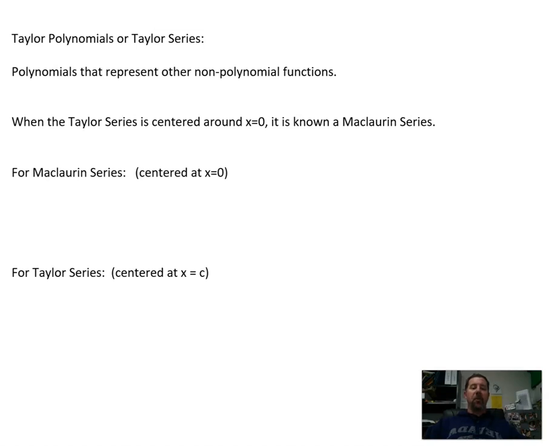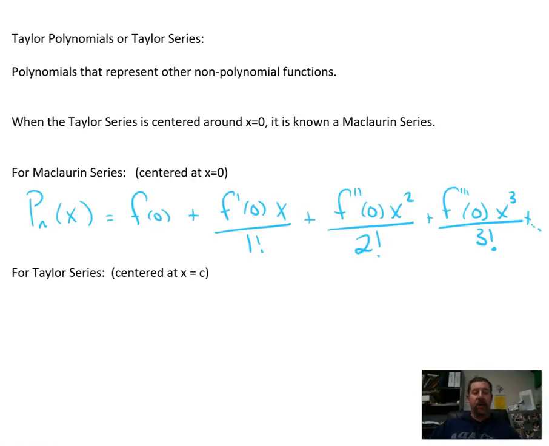Alright, so here are the formulas that you're going to want to know and memorize. Get to love them. A Maclaurin series, again, centered at 0, is p sub n of x, where n is the degree, equals f of 0 plus f prime of 0 x over 1 factorial plus f double prime of 0 x squared over 2 factorial plus f triple prime of 0 x cubed over 3 factorial.